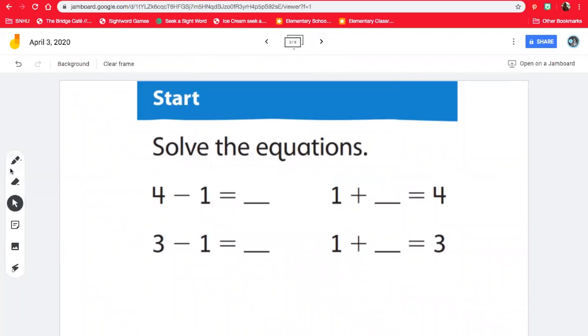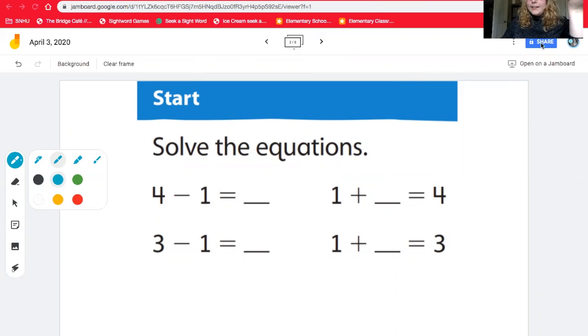Solve the equations. So this one should be pretty easy for us as we've been practicing this. So in my brain, what's 1 less than 4? Well, I could use my fingers and count on, starting at 1 and count on to 4. So we have 1, and then 2, 3, 4. I put up 3 fingers, so the answer is 3. And then 1 plus 3 equals 4.